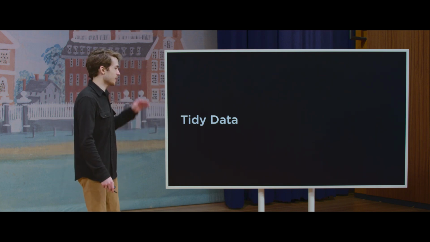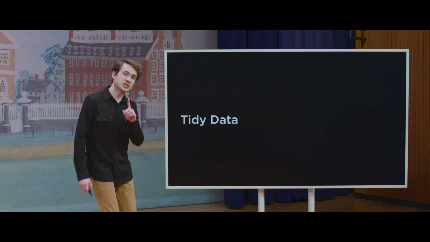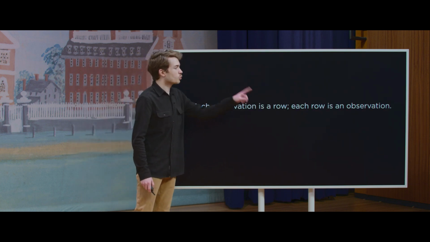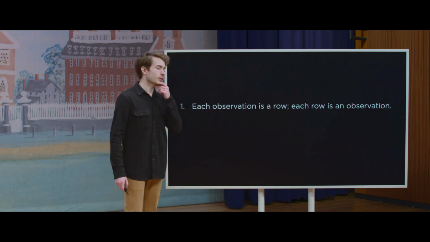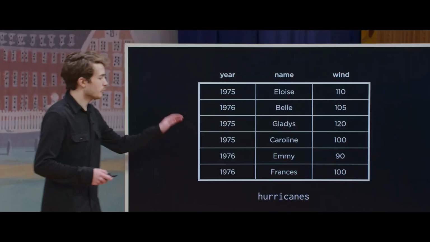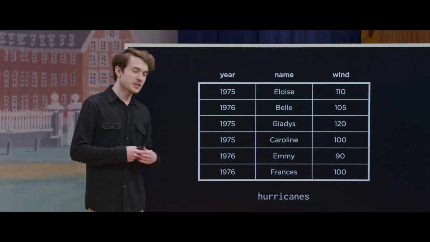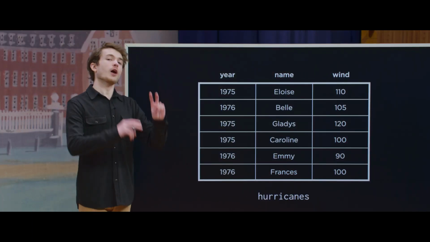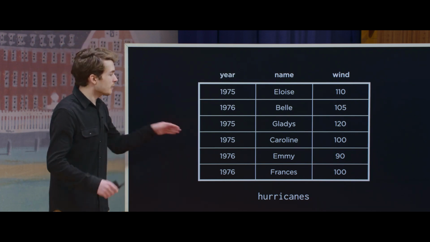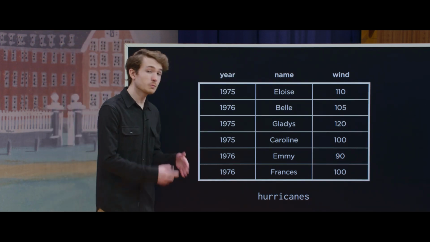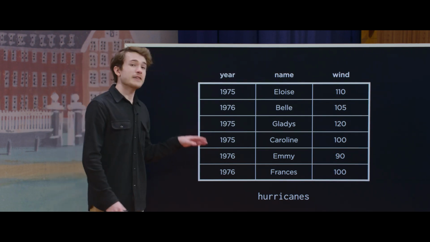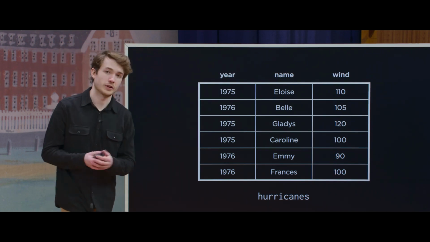And we're going to walk through the principles step by step here. The first principle is this, that each observation is a row, and each row is an observation. But what does that mean? Well, if I look at this table here of hurricanes, we know that because this is a table of hurricanes, our observations are individual hurricanes. And so it stands to reason that every row in this table should be about a hurricane. And as a corollary, we shouldn't have any rows that aren't about hurricanes.